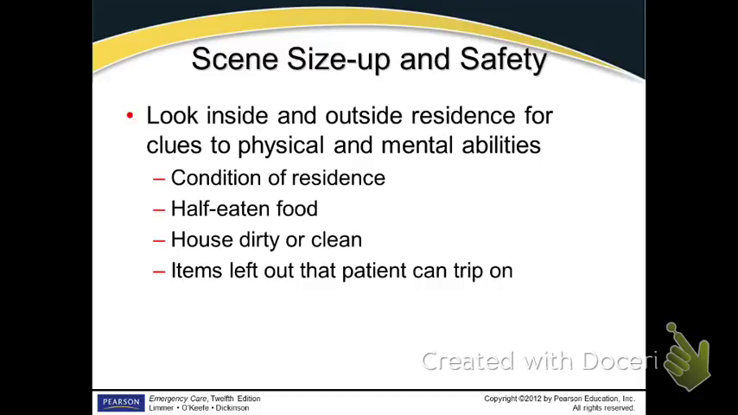Half-eaten food, dirty house, whether it's dirty or clean. These are all going to maybe give you signs if a patient is having difficulty, whether through Alzheimer's or some other physical limitation. If they're having difficulty properly taking care of their residence, that may give you a sign into what else is going on with them. Be watchful for any items left out that the patient can trip on, for their safety as well as yours. It also gives you another idea of whether they are properly taking care of their environment and being careful within their environment.